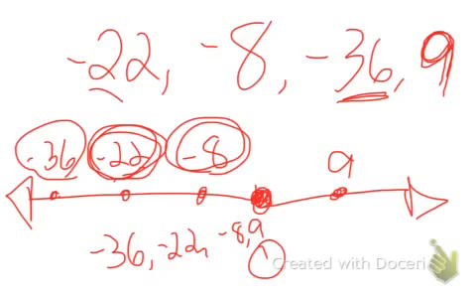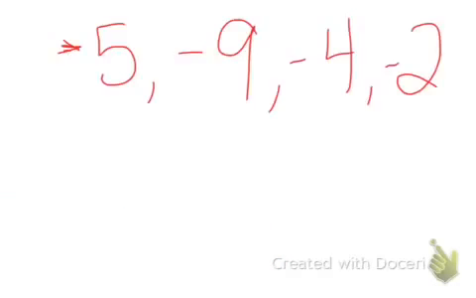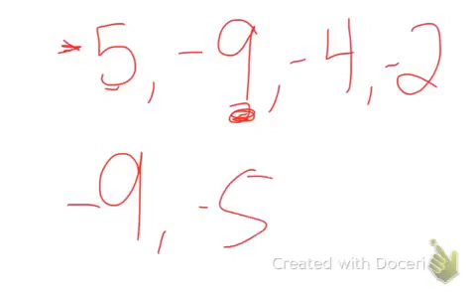Okay, let's try another one. Alright, we have negative 5, negative 9, negative 4, and negative 2. I want you to pause and solve. Okay, the smallest number is going to be the one that is furthest from 0, which is going to be negative 9. Then negative 5, because remember, when we're in the negatives, we're kind of going the opposite way. Then negative 4, then negative 2.